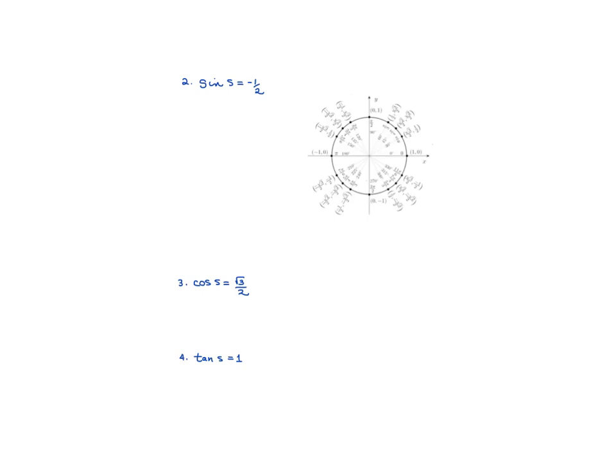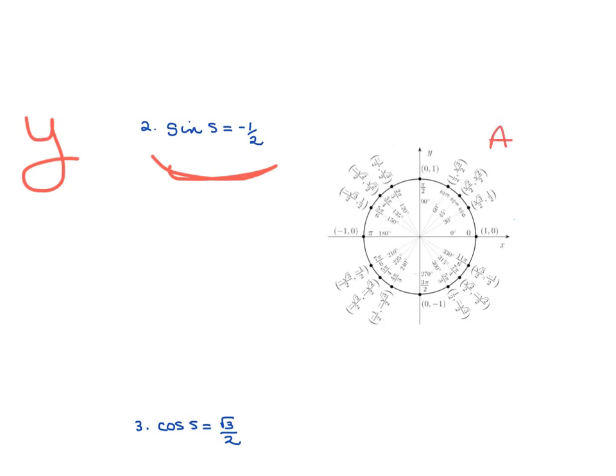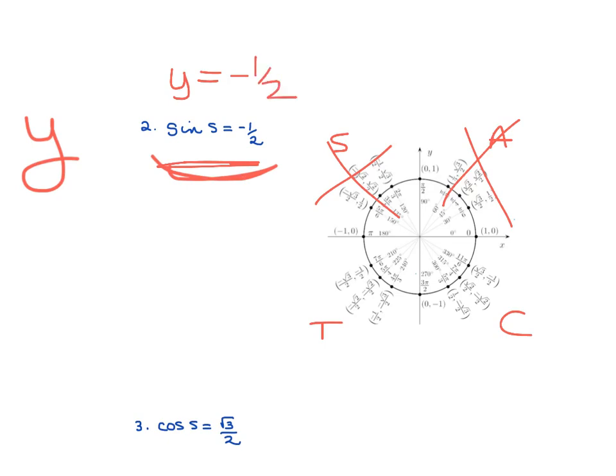All right, number 2, sine, we know is going to be the y, but I also want to eliminate the quadrants where sine is negative. So, where sine is positive. All students take calculus. I need sine to be negative, so that means I need to get rid of number 1 and number 2. So I'm going to be looking for y equals negative 1/2 in quadrants 3 and 4. So I'm going to look at my ordered pairs, and I'm looking for the negative 1/2, and it's going to occur right here. So it's 7 pi over 6, and then right here, the 11 pi over 6. So those are my answers for S: 7 pi over 6 and 11 pi over 6.